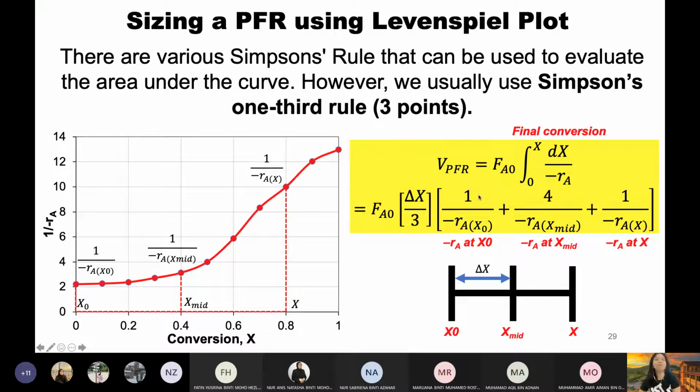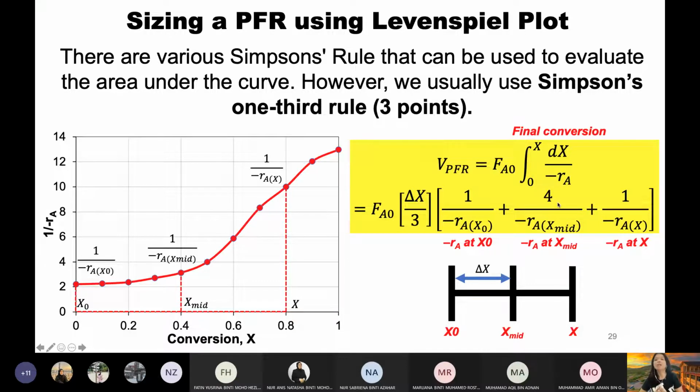So for PFR, because the area under the curve is no longer straightforward for us to calculate, we need to use Simpson's rule, or more exactly, Simpson's 1/3 rule untuk kira luas di bawah graph, which is equal to the volume of the reactor. Okay, so that's what we did last week.